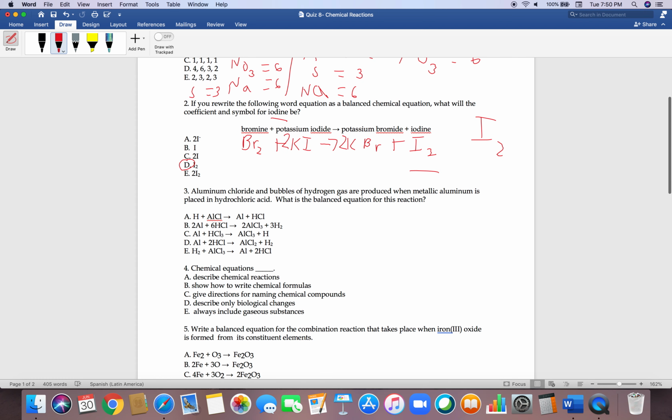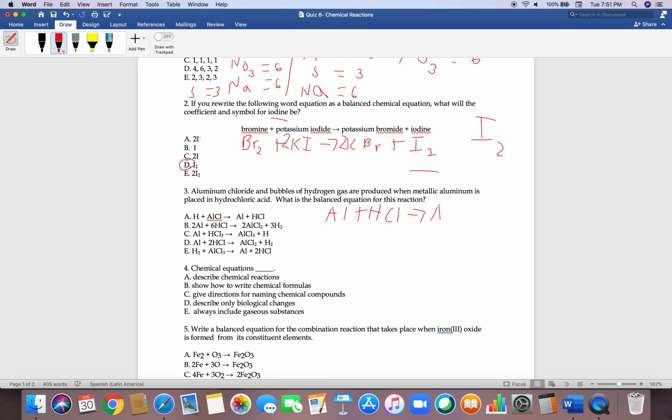Question 3 says that aluminum chloride and bubbles of hydrogen gas are produced when metallic aluminum is placed in hydrochloric acid. What's the balanced equation for this reaction? So we are told that when metallic aluminum, or rather aluminum in its elemental state, is placed in hydrochloric acid, we get aluminum chloride.